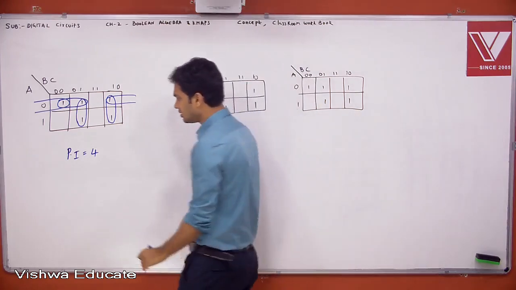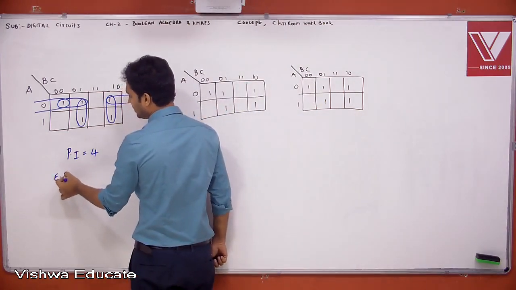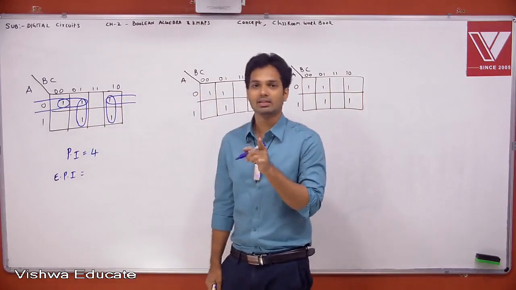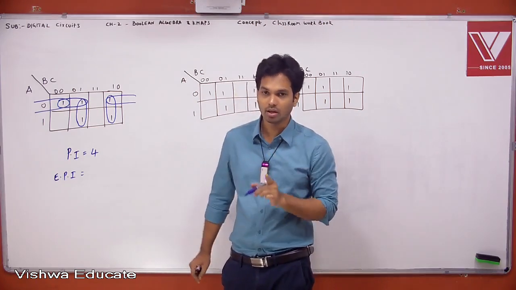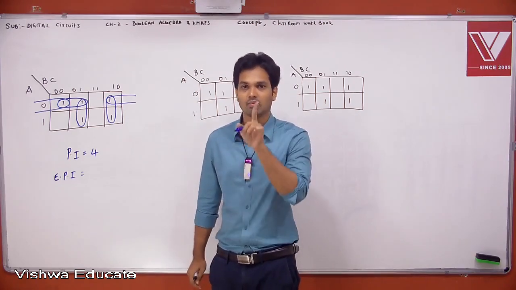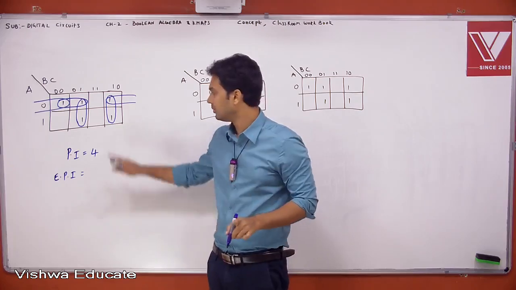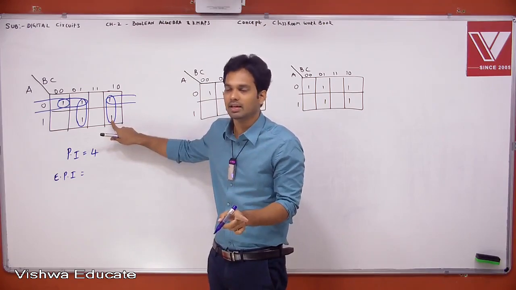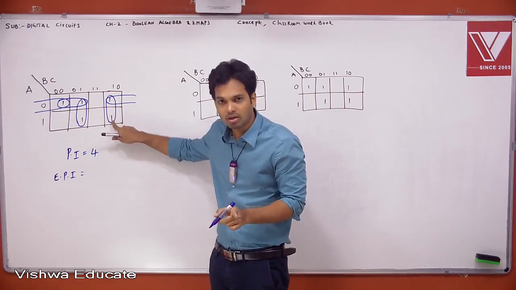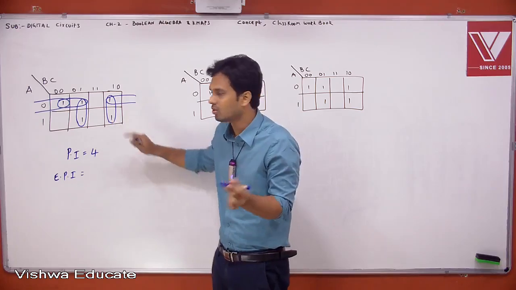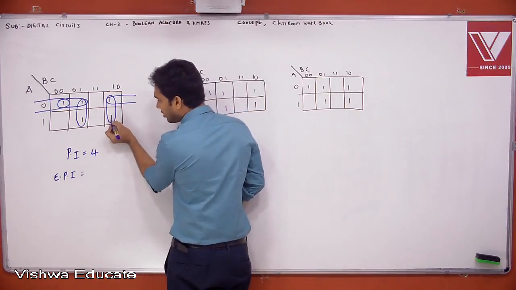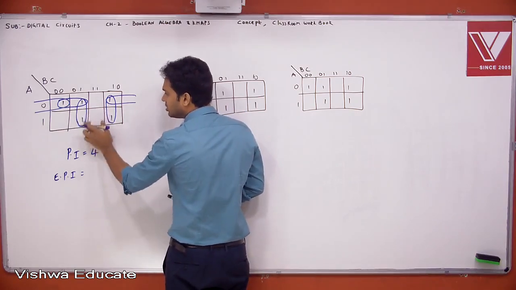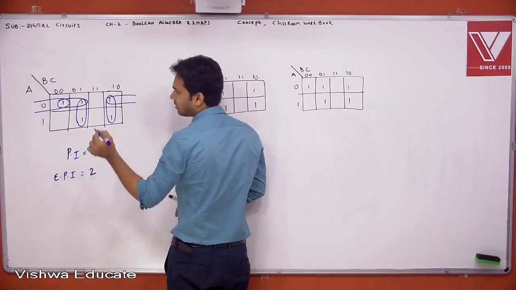Now in this, how many are essential? How to identify an essential prime implicant from this grouping is, it should contain at least one minterm which is not touched by any other grouping. It contains at least one minterm which cannot be touched by any other grouping. You see this one, it cannot be touched by any other grouping. You see this one, it cannot be touched by any other grouping. So these two are called essential prime implicants.